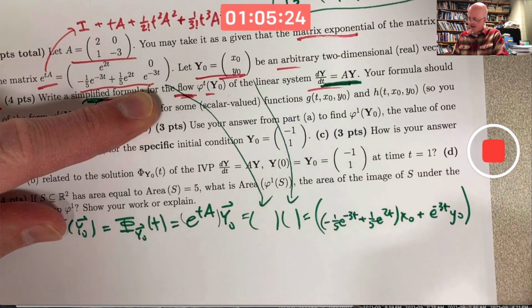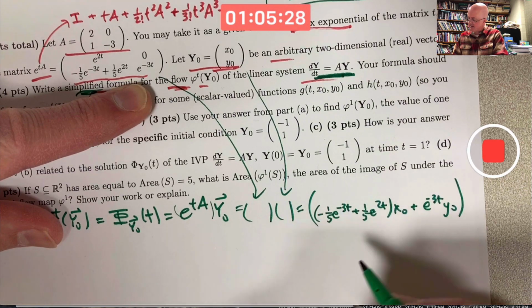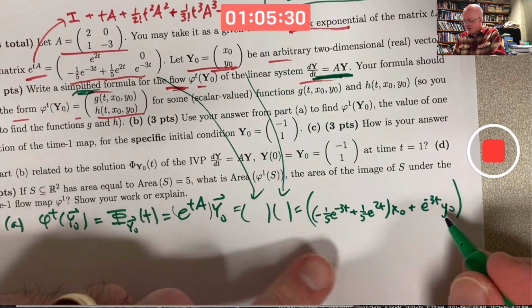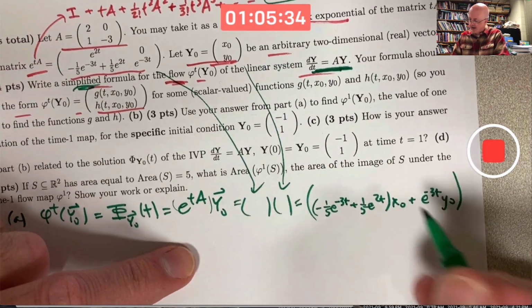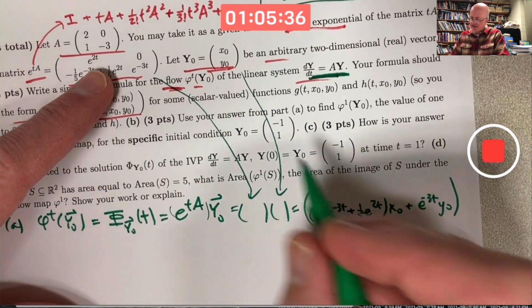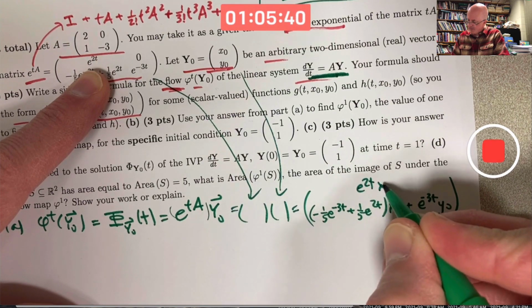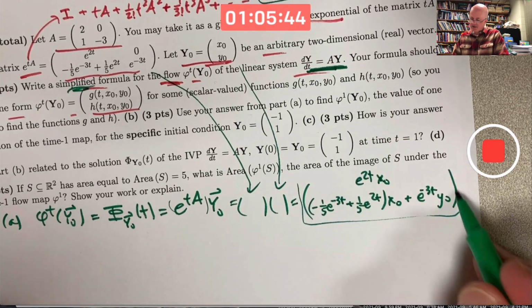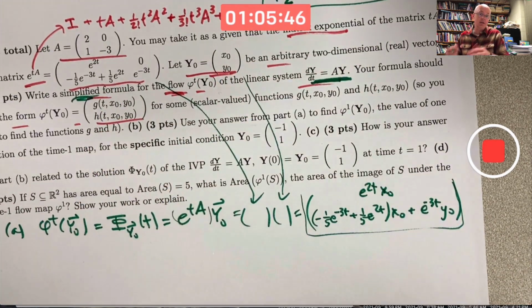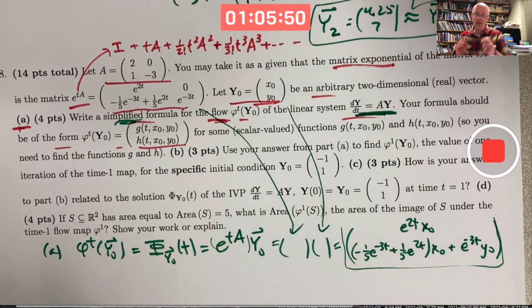And that's simplified enough. I mean, you could certainly use the distributive property and multiply this out, but that's okay to leave it like this. You also could group the e to the negative 3t terms together, but this is fine. And the first component is simpler, just e to the 2t times x0. Okay, there's your simplified formula for part A. It's just this matrix times that vector. That's all it is. It looks really crazy complicated, but if you understand the concepts, that's all you have to do.